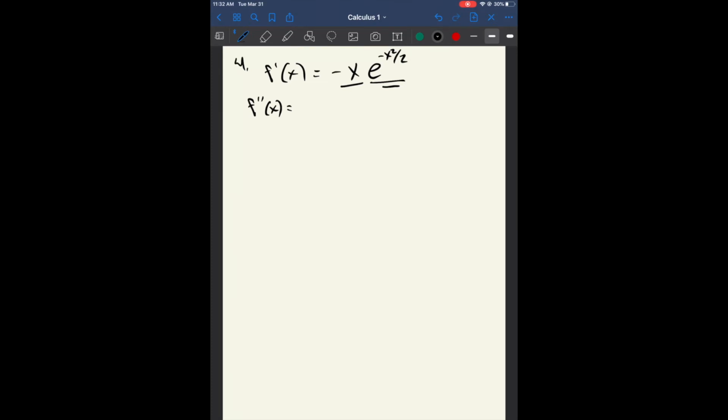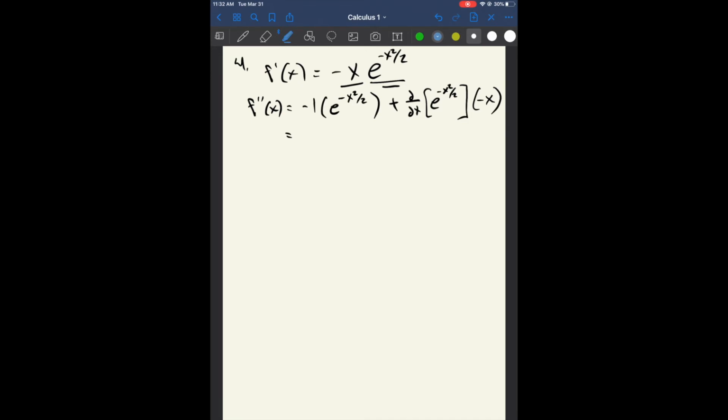So product rule says take the derivative of the first function, that's this minus x, so that's minus 1, times the second function, e to the minus x squared over 2, plus the derivative of the second function, I'm going to write it like this, e to the minus x squared over 2, so derivative of the second function times the first, right, so times minus x.